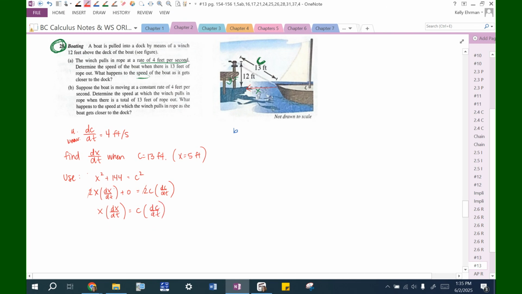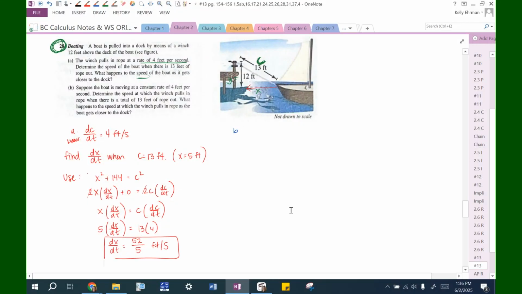Let's plug in what we know. Find dx/dt. So x is 5. We don't know dx/dt. C is 13. dc/dt is 4. And solve for dx/dt. So what is this? This is 4 times 13 is 52 over 5. That will be measured in feet per second. So that's the speed of the boat at that instant.